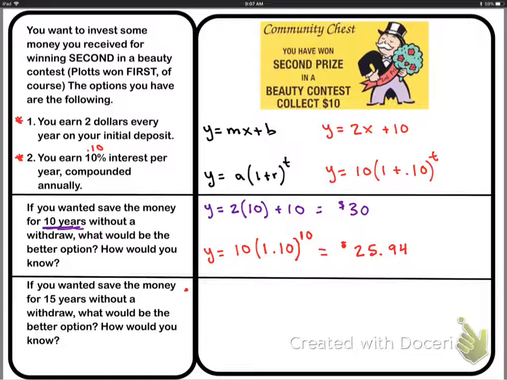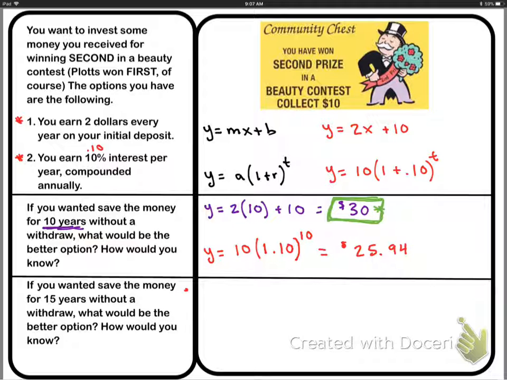Now, analyzing these two here, we have to determine for 10 years which one of these accounts is more beneficial to invest our money in. So if we invest in the first account, we get $30. Invest in the second account in 10 years, we get $25.94. So again, if our money's going to stay in that account for 10 years, the better option is to put it in scenario 1, where you get $2 every year, where you get that linear function.